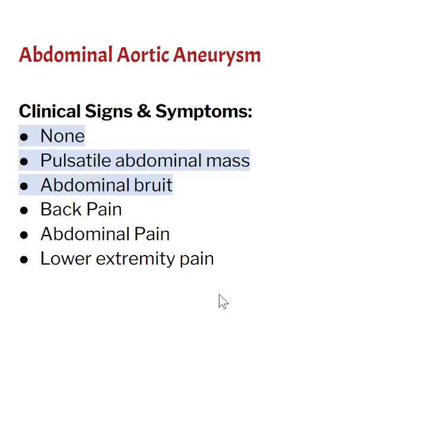Oftentimes, the aneurysm is going to be a little bit more on the smaller side and really doesn't have any clinical features. However, as they increase in size, the mass can be felt pulsating in the abdomen and can be heard as a bruit or turbulent flow with a stethoscope. The patient can start to feel pain with increasing size, and if it interrupts enough blood flow to the legs, they might actually start to feel pain due to decreased blood flow.